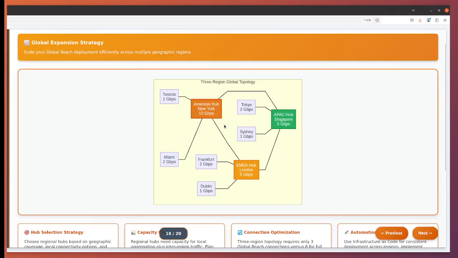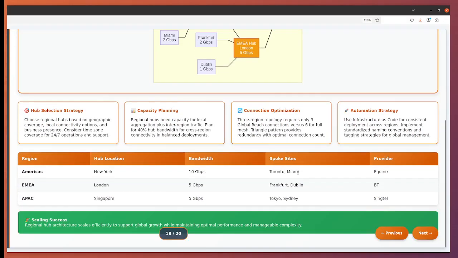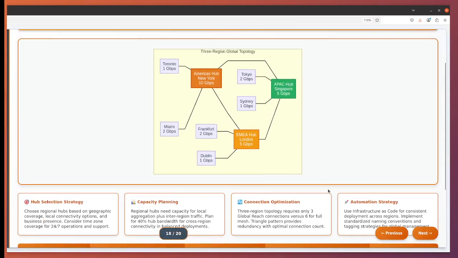Consider future expansion when designing your initial topology. It is much easier to add spoke sites to existing regional hubs than to restructure your entire global architecture later. Automation becomes critical at scale. Use infrastructure as code principles to deploy and manage multiple circuits consistently across regions.